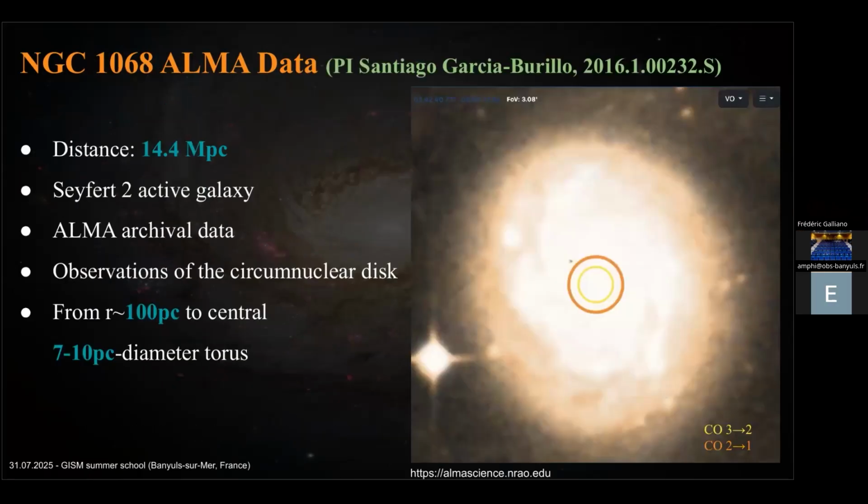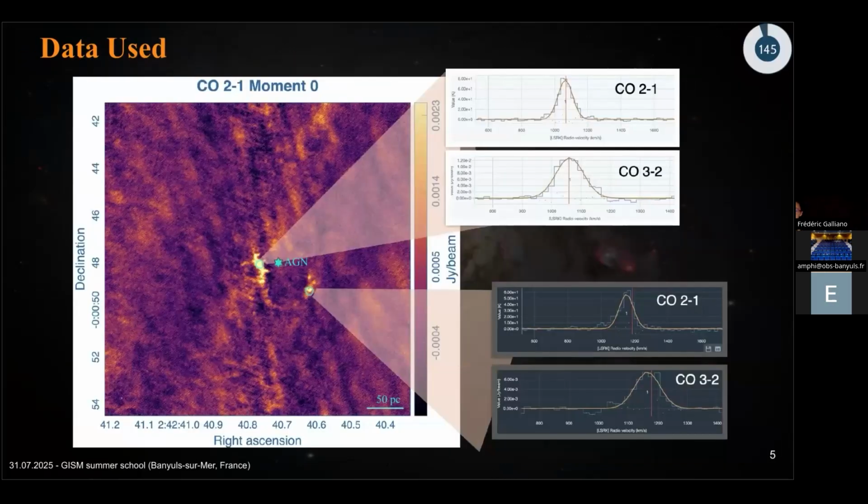We used ALMA data of NGC 1068. It's a Seyfert 2 active galaxy at a distance of 14.4 megaparsec. And we used the observations of its circumnuclear disk. Here we show the moment zero map of one of the CO transitions. From this, we chose two regions that are denoted by these green circles.